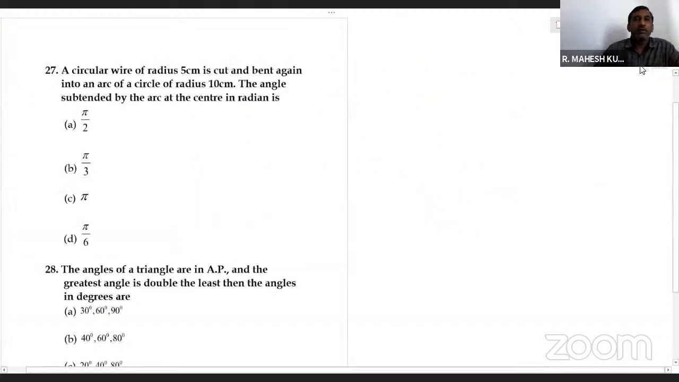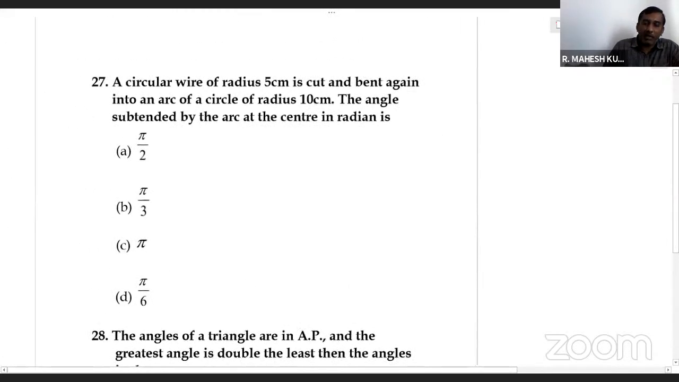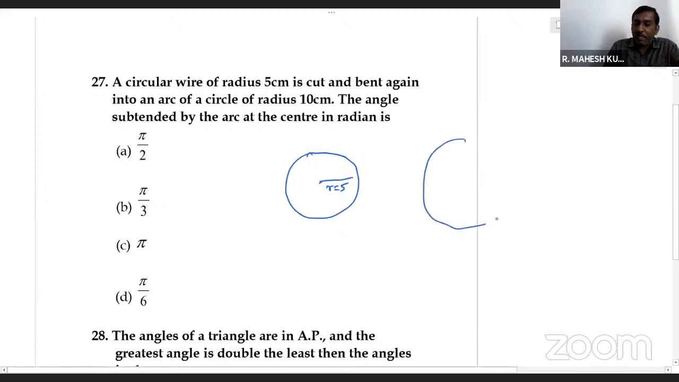We'll go to question number 27. ನೋಡಿ ಏನಿದೆ, circular wire of radius 5 centimeter. Similar question. So you're having a circular wire whose radius is going to be 5 centimeter. R is equal to 5. Is cut and bent again into an arc of a circle, another circle whose radius is 10 centimeter. ಎರಡು same units ಇದೆ ಇಲ್ಲಿ, right? So length of the arc is nothing but 2 pi r. So it is 2 pi into 5. So that is going to be 10 pi.